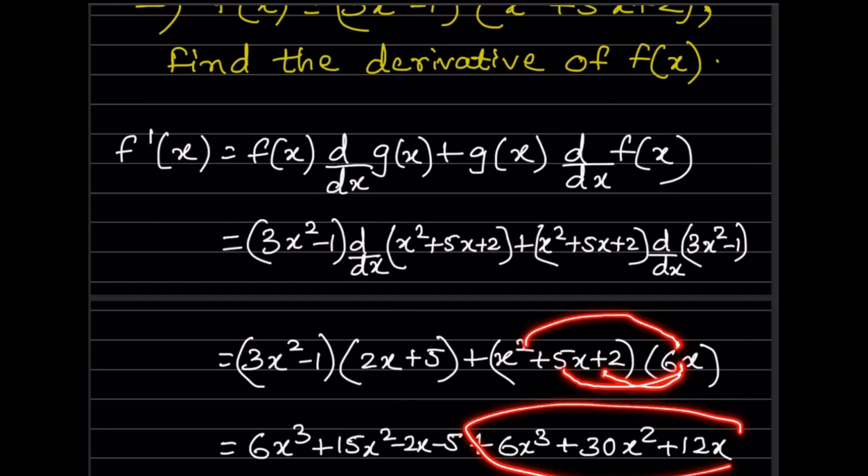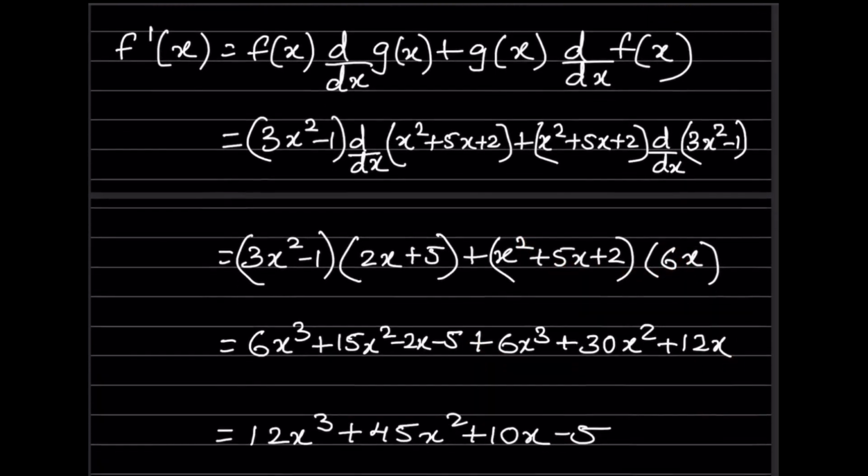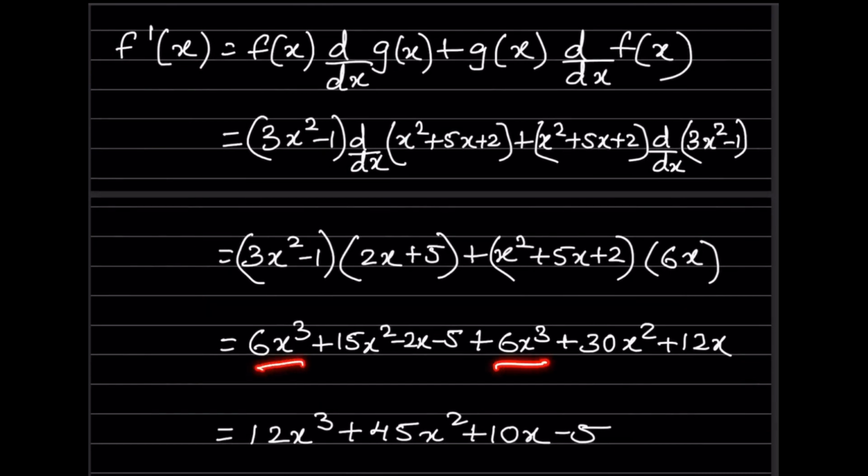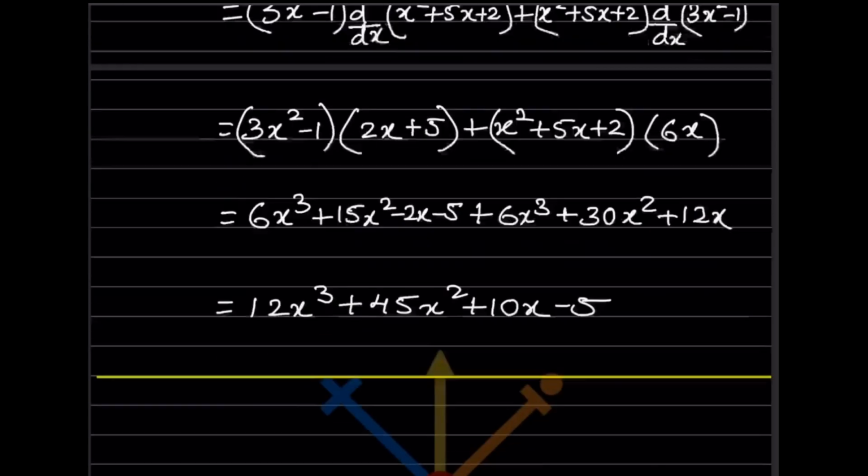So now what you are going to do is take the like terms together. This and this, when you add, because this is x cubed, that will be 12x cubed. When you add this x squared and this x squared, this is going to be 45x squared, and then minus 2x plus 12x means that is going to be plus 10x, and what remains here is just a single minus 5. So this is the answer.